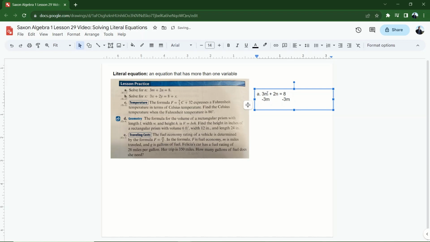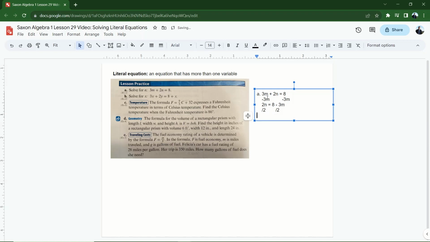So I've gotten rid of my 3m. 3m combines with negative 3m to make 0. I still have 2n on this side equals 8 minus 3m. Okay, next I need to get n by itself. So that's going to look like this. N equals 8 minus 3m, and we're going to divide both sides by 2.